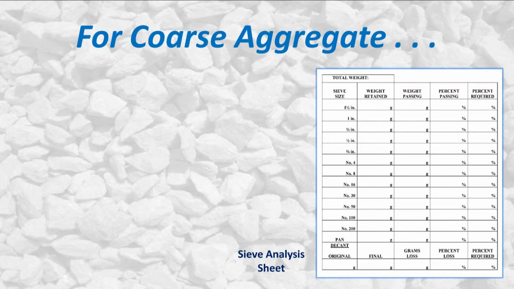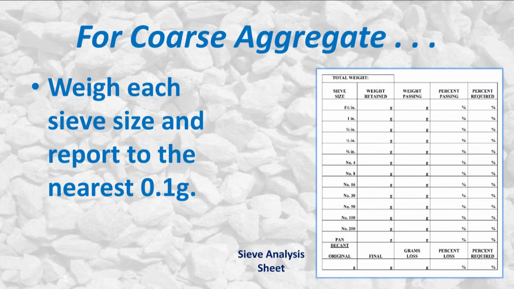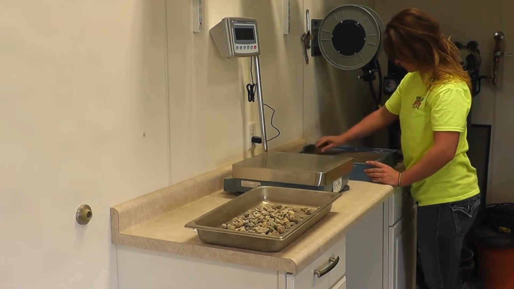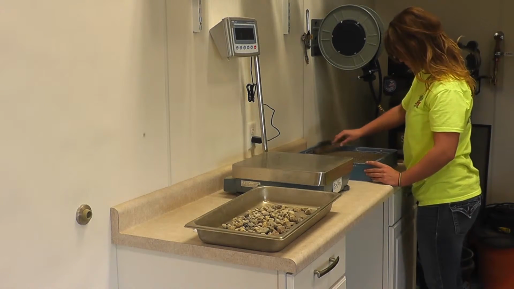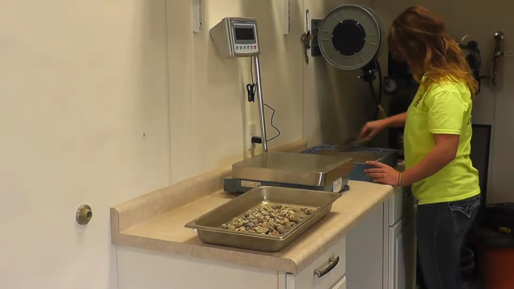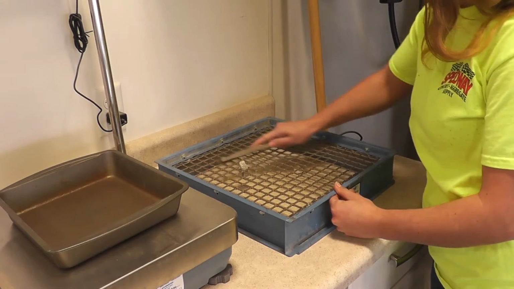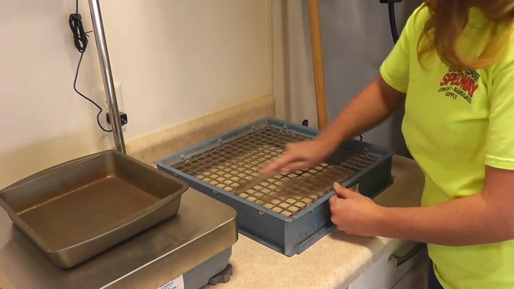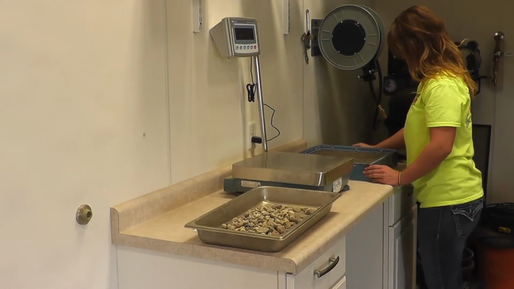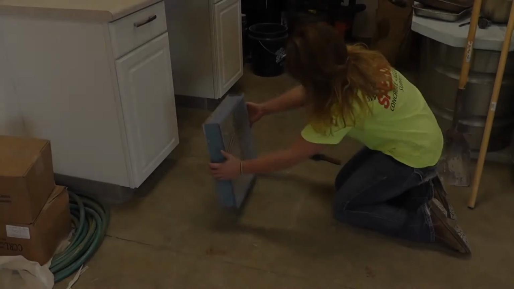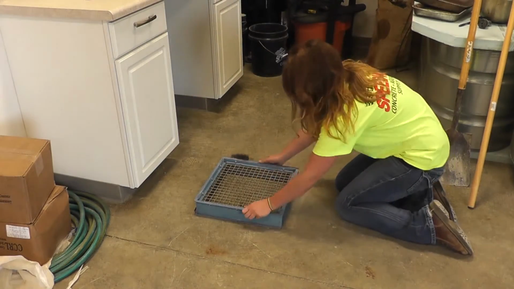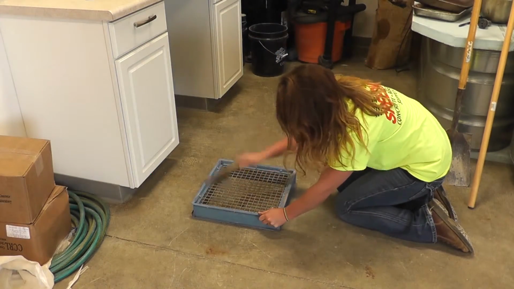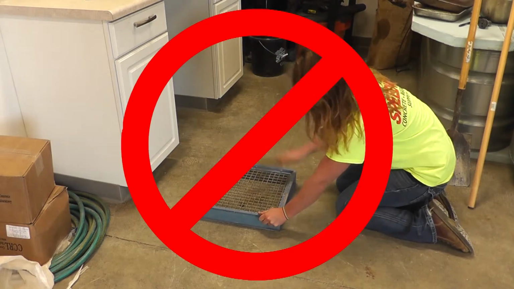For coarse aggregates, weigh each size and record each weight to the nearest 0.1 gram. Be sure to remove any aggregate trapped within the sieve openings by gently working from either or both sides with the trowel or piece of flat metal until the aggregate is freed. Banging the sieve on the floor or hitting the sieve with a hammer will damage the sieve.